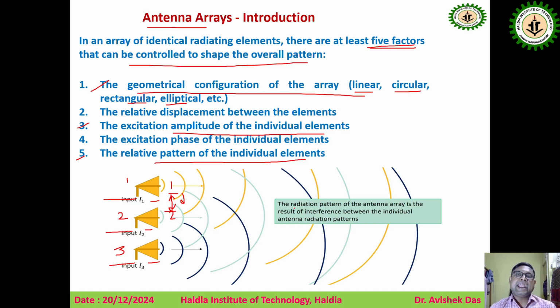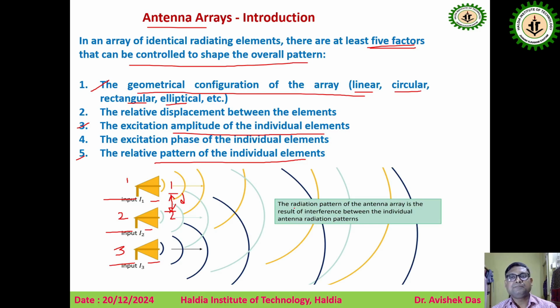And the fifth one is the relative pattern of individual element. So an antenna array can be formed with different types of antenna. It may be a dipole antenna, a horn antenna, a dish antenna, or a patch antenna. Each different antenna has its own radiation pattern. So if we change the individual element, then we can find that the total radiation pattern of the array will change.